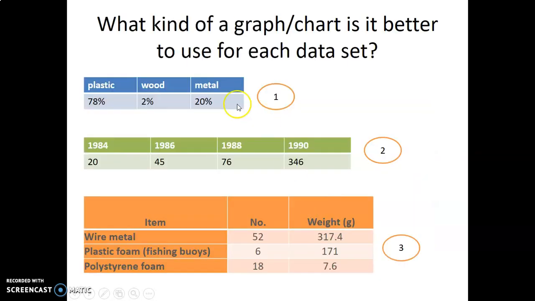Take a look at these three data sets and think for a moment what kind of graph or chart is better to use for each data set. You can pause the video and think which graph and chart would be the most appropriate.